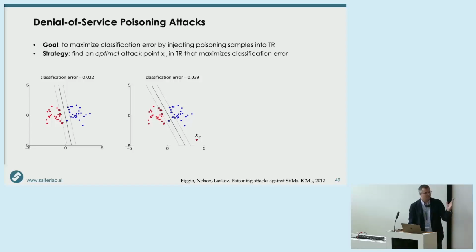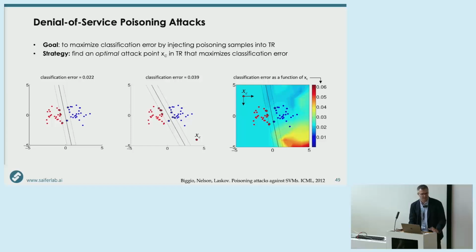So the problem is, how do I find the best position for XC? This is just a random place. Of course, in 2D, you can look at the function. I put XC in every possible location on a grid, train the model with the training data plus XC, and then measure the corresponding error on the test set. If you do that, this is basically what you get. When you see blue, adding XC doesn't change much, and when you see red, it's maximizing the error on the classification on the test set.